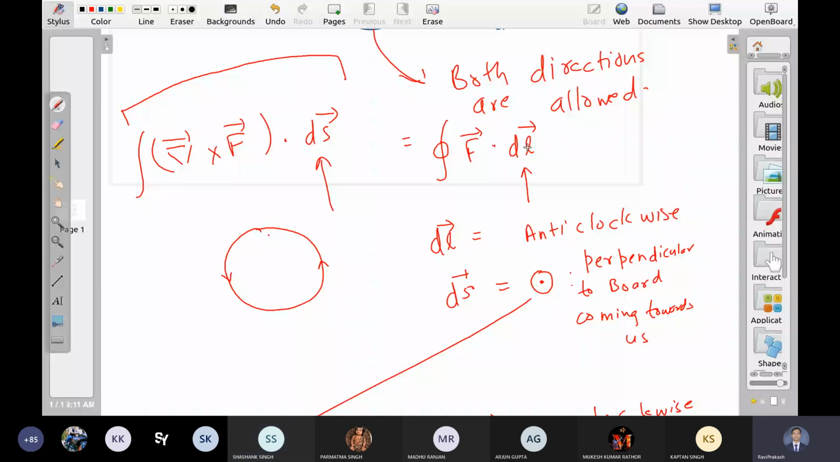Let me answer. It is not possible that in any physics problem you get a surface integral but not a line integral. It automatically appears in some form. Let me give you one example. Physics is always consistent.